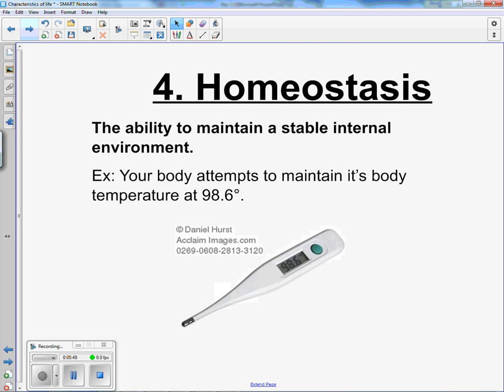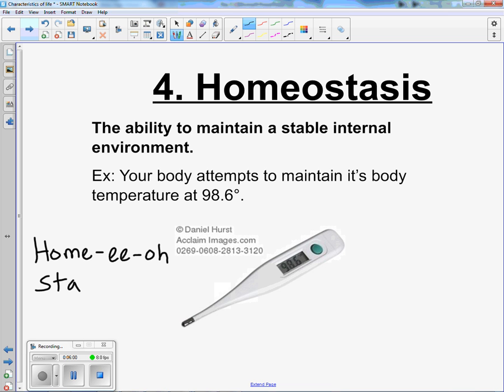Okay, homeostasis. So I'm going to write this over here. So it's like home, E-O, stay, sis. So I want you guys to be able to say this. Homeostasis is the ability to maintain a stable internal environment. So internal and stable. Stable means staying the same. Internal means inside. Okay? An environment is like how the conditions are.